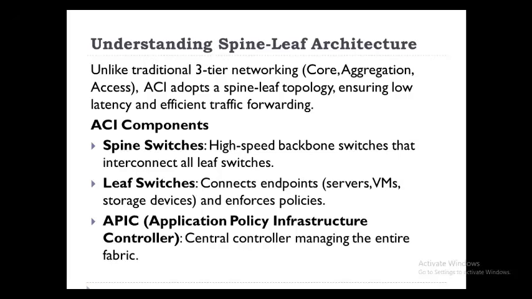Whereas in a traditional network, some traffic will go up to the core layer from access, some will be local within the access, some will go to aggregation and come down to access. So the latency is not the same. The delay is not the same. For some traffic the delay is less, for some very high, for some medium. But in ACI it's only a single tier, so low latency.